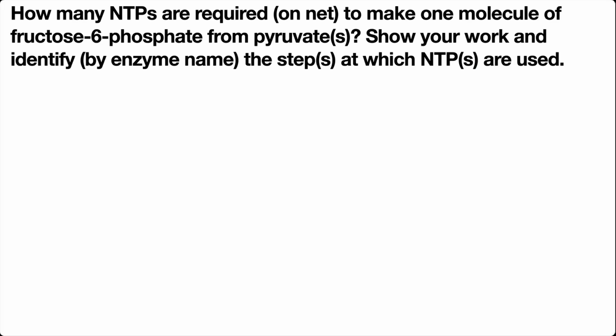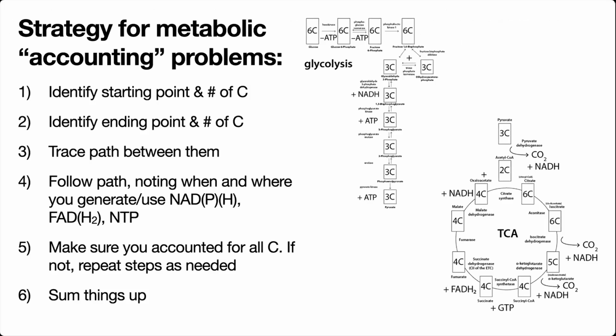Now let's think about going the other way. How many NTPs are required on net to make one molecule of fructose 6-phosphate from pyruvate? Show your work and identify by enzyme name the steps at which NTPs are used. So again, we can use the same strategy where we identify our start point and number of carbons, the end point and number of carbons, trace the path between them, follow the path, noting when and where we generate or use NADPH, FADH2, ATP. Make sure that we accounted for all the carbons. If not, repeat the steps as needed and sum things up and see if it makes sense.